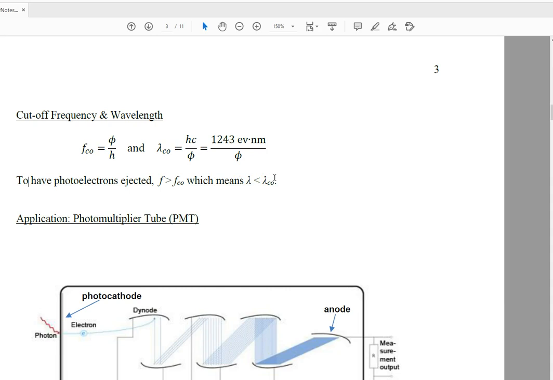Also realize that you need a frequency greater than the cutoff frequency to produce photoelectrons. That means you need a shorter wavelength. Because remember, when wavelength goes down, photon energy goes up. Frequency goes up, photon energy goes up.